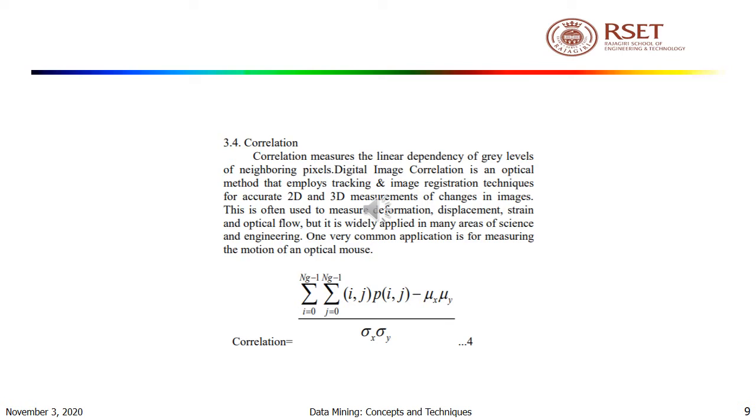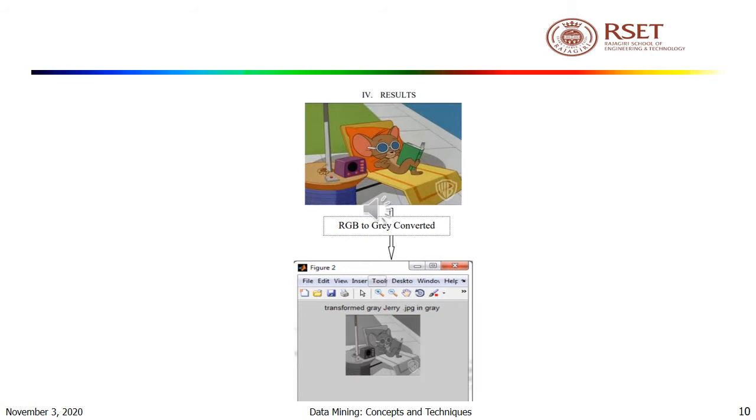Correlation measures the linear dependency of the gray levels of neighboring pixels, and it can be computed as the sum of ij into P(i, j) minus mu x mu y, divided by sigma x sigma y, where mu x and mu y represent the mean values and sigma x and sigma y the standard deviations. So let's see one example.